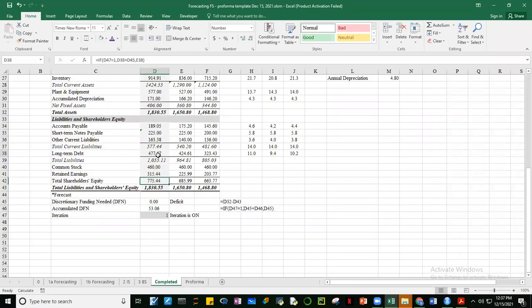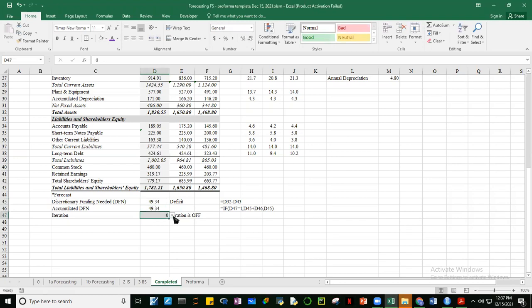Now, binago lang natin yung formula dito sa long-term debt. So, sabi dito, pag naka-on yung iteration, ang gagawin niya, yung long-term debt, whatever the long-term debt is, plus D45, kung ano yung additional. Otherwise, kung naka-off daw, i-link lang niya dun sa previous na long-term debt. Okay? So, enter. Pag in-off ko to guys, ibig sabihin, hindi siya nag-iterate. Hindi niya hinanap, basta sinasabi lang niya may deficit na 49.34.